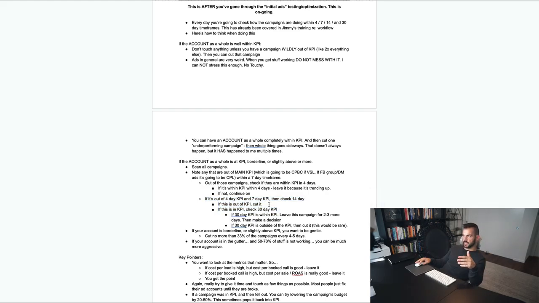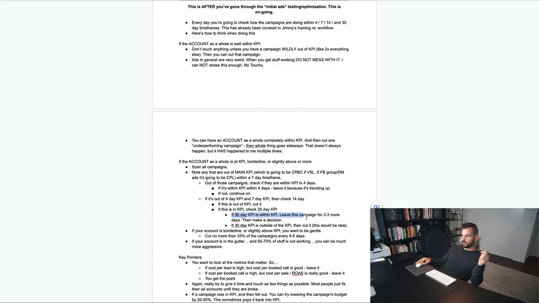Now, in the rare case where the 14-day window is out of KPI too, I'm probably going to cut it. Okay? And if the 14-day window is in KPI, which most likely it usually is, because if this has been a long-standing campaign, you kept it for a reason. If that's in KPI, we're going to then move on and check the 30-day window. So you see, you might have to go through this again, especially as you do this for the first time. Then we check the 30-day window.